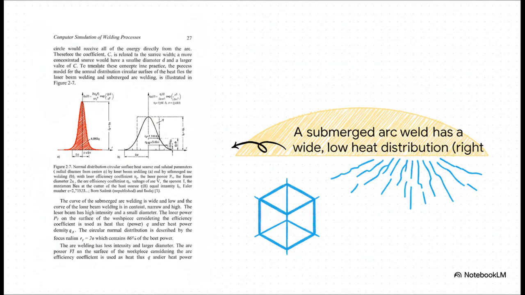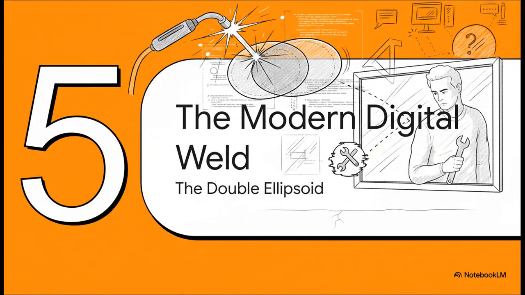Now, compare that with the graph on the right. This is for a submerged arc weld. The bell curve here is wide and low, kind of like a gentle hill. It's the same total amount of energy, but here it's distributed over a much wider area with a lower peak temperature. Using these Gaussian models was what finally allowed scientists to account for these really crucial differences. So this brought the simulations incredibly close to what happens in the real world.